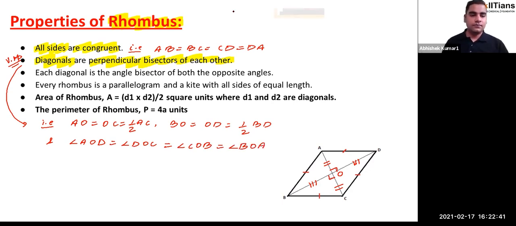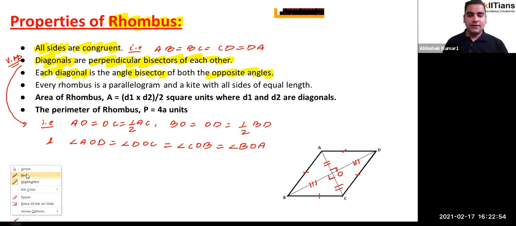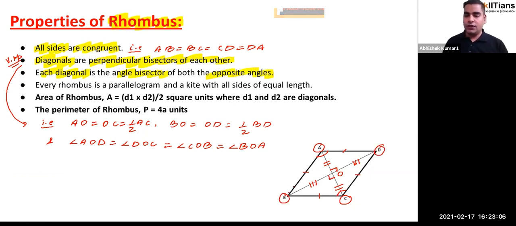What does the third property say? It says each diagonal is the angle bisector of both the opposite angles. What does that mean? If I'm talking about diagonal AC, guys, then this diagonal is going to bisect angle A and angle C. Understood? If I'm talking about diagonal BD, it is going to bisect angle B and angle D. That's what it says.